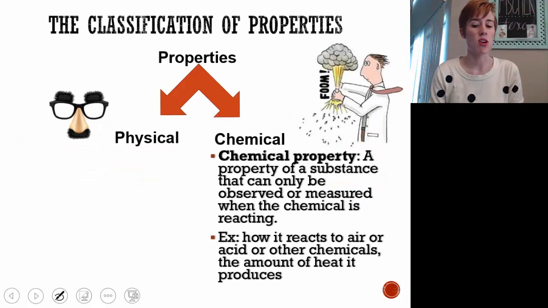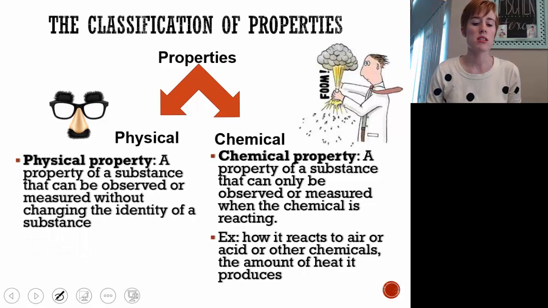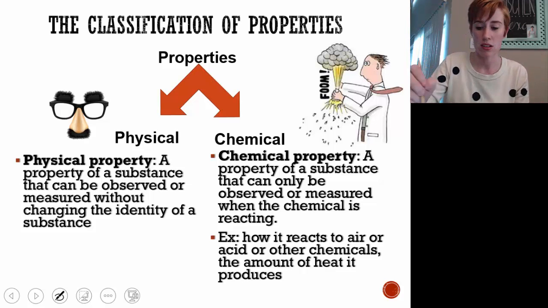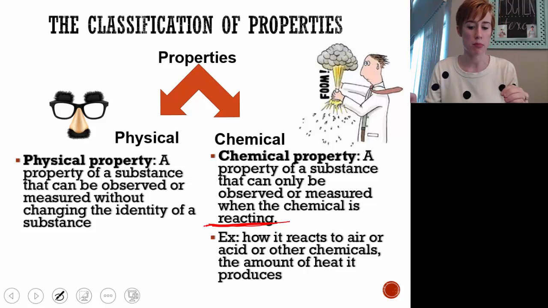Okay, the next thing I'm going to talk about are properties. There are two types of properties of matter. You have physical properties of matter, and those are just a property of a substance that can be observed without changing your substance at all. A chemical property is something that you can only observe if it reacts. That's super important. You can only observe a chemical property when it reacts with something else.